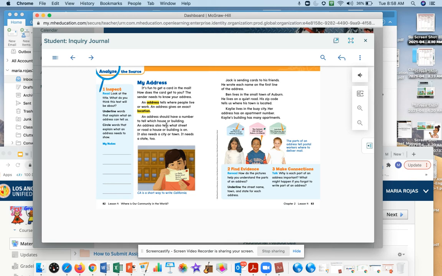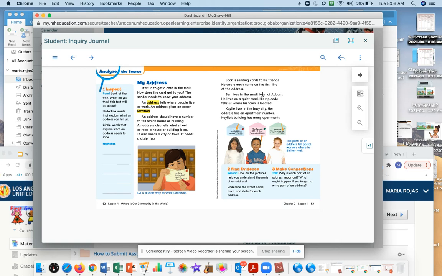An address also tells what street or road a house or building is on. It also needs a city or a town. It needs a state too. Jack is sending cards to his friends. He wrote each name on the first line of the address.